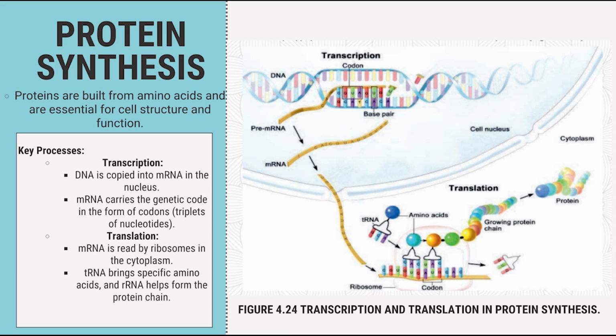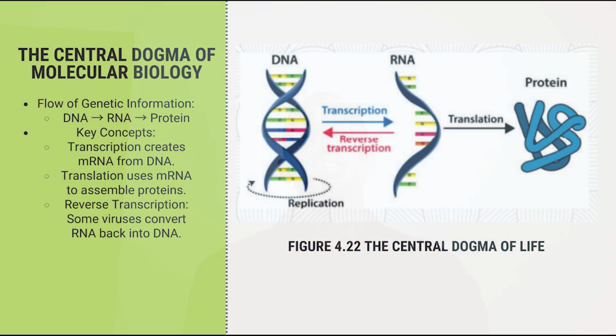The central dogma of molecular biology. The flow of genetic information in a cell is known as the central dogma, which refers to DNA changing into RNA, then RNA into protein. This means that DNA is transcribed into RNA and RNA is translated into protein. Some viruses can even perform reverse transcription, converting RNA back into DNA. Figure 4.22 illustrates this fundamental concept.